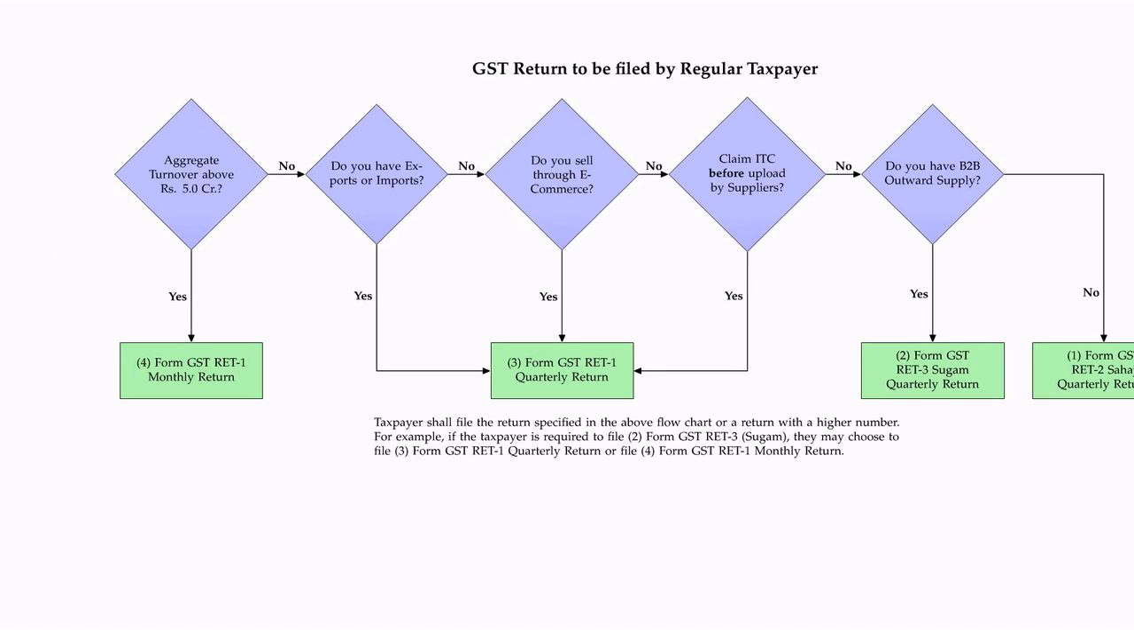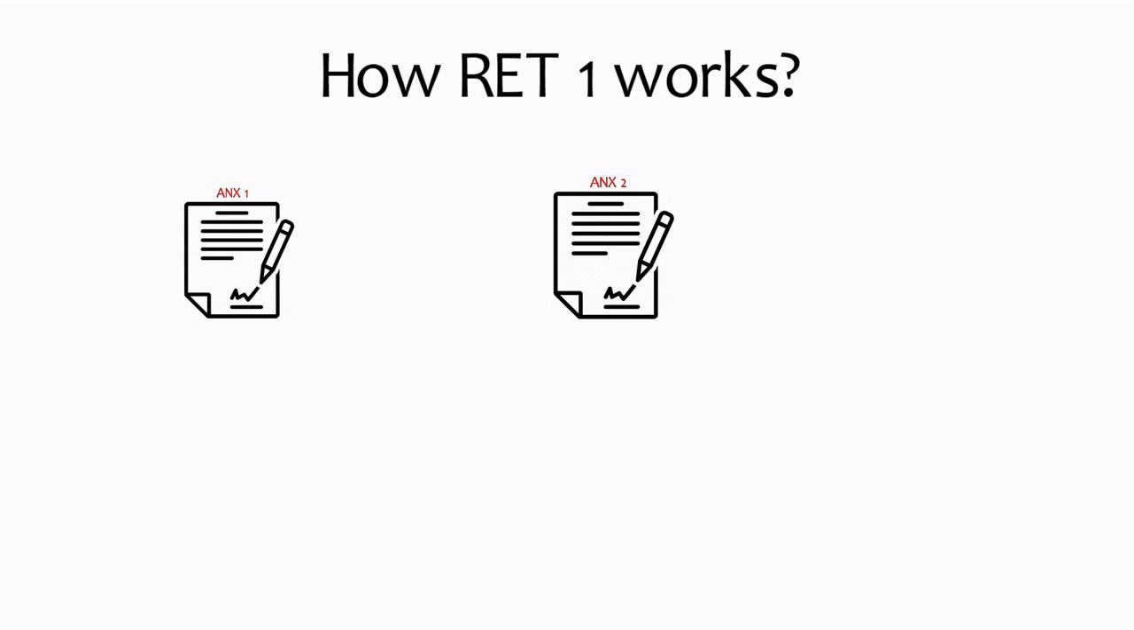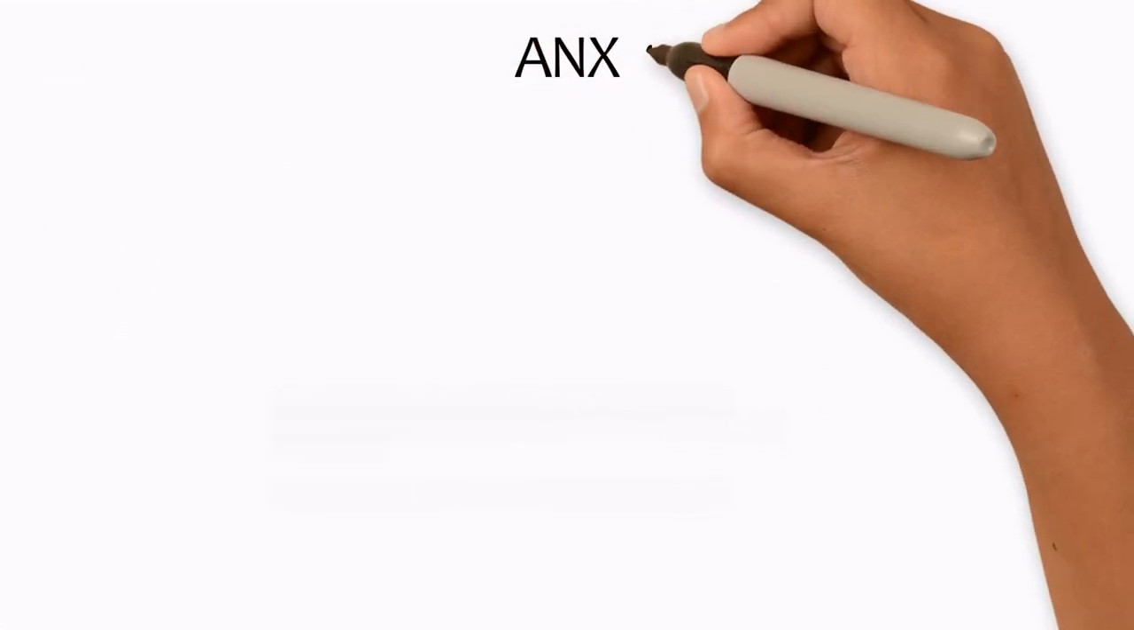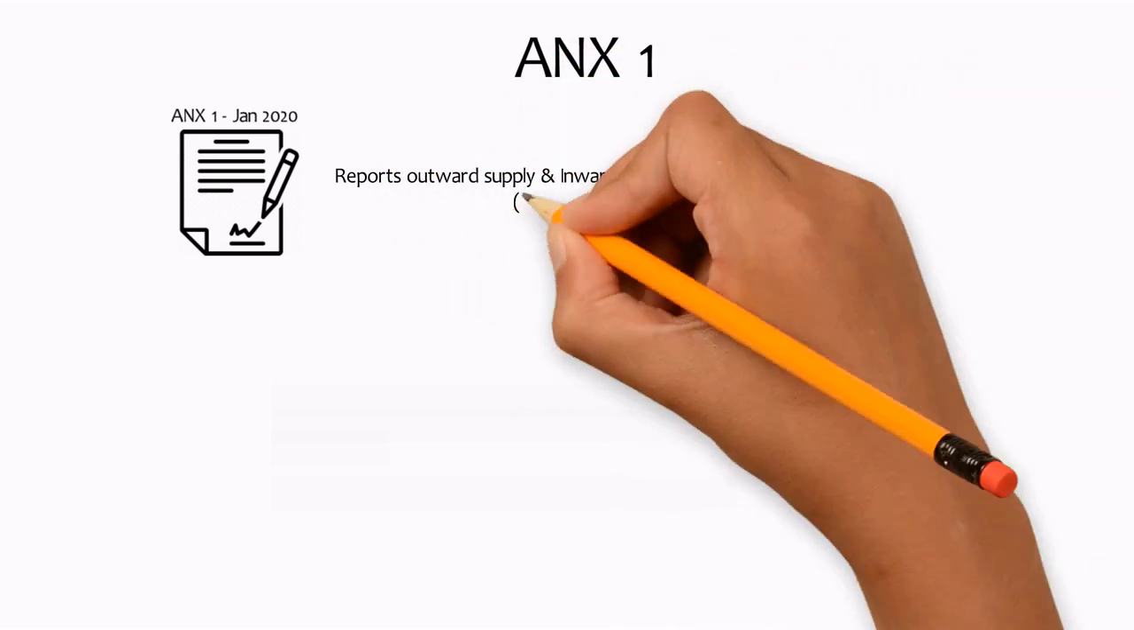Now, let's see how the return filing process works. The main return RET1 consists of Annexure 1 of outward supplies and liability, Annexure 2 of input tax credit, and the main return form. Let's first look at Annexure 1. Annexure 1 is similar to the old return GSTR1. It mainly reports outward supplies, that is sales. In addition, Annexure 1 also includes inward supply that causes liability, for example, import of goods, import of services, or any purchase made under reverse charge.